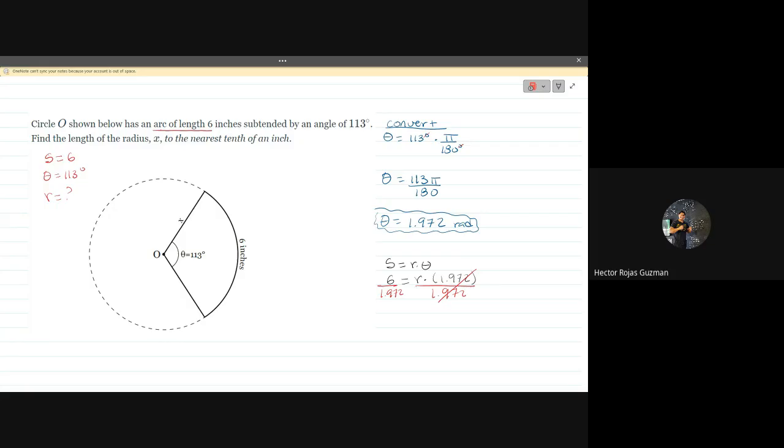So that gives me 3.042 as my radius. Oh, but it needs to be to the nearest tenth. So that's going to be 3.0 actually. 3.0. Or you could just say 3 inches.